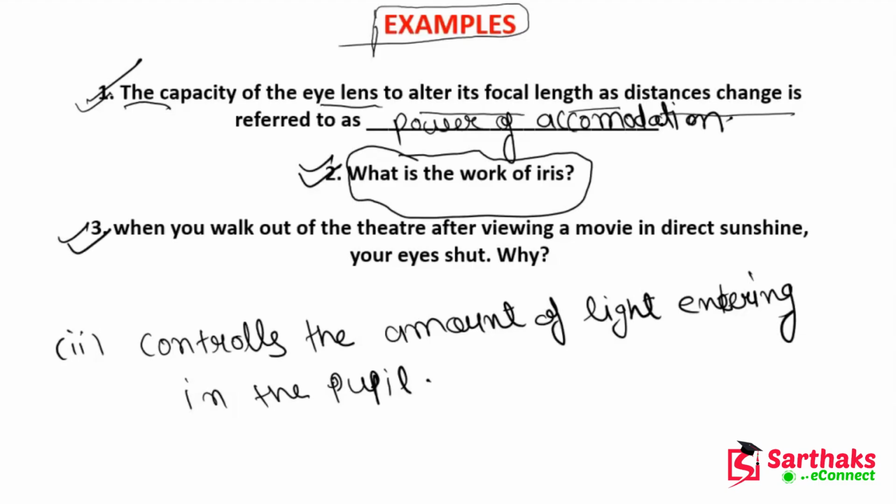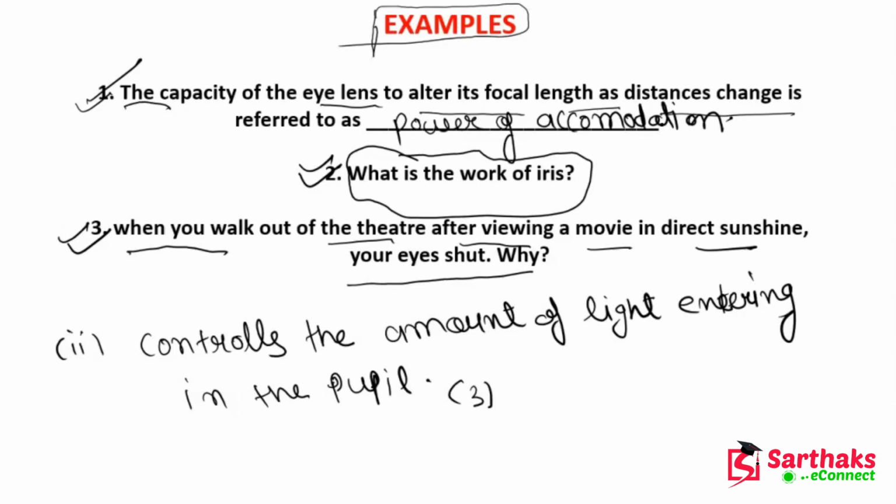Now guys, let's talk about the third question: when you walk out of the theater after viewing a movie in direct sunshine, your eyes shut. Why? The answer is that in the theater it is dark all around us, so the size of the pupil is very large, because the iris wants lots of light to enter our pupil so that we can see objects clearly even in the dark.